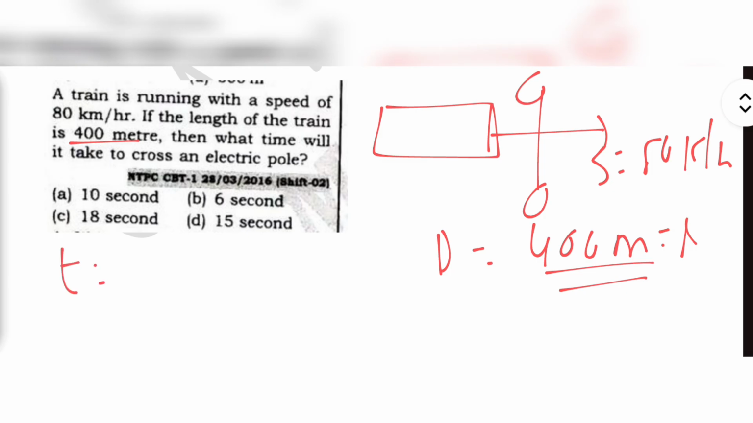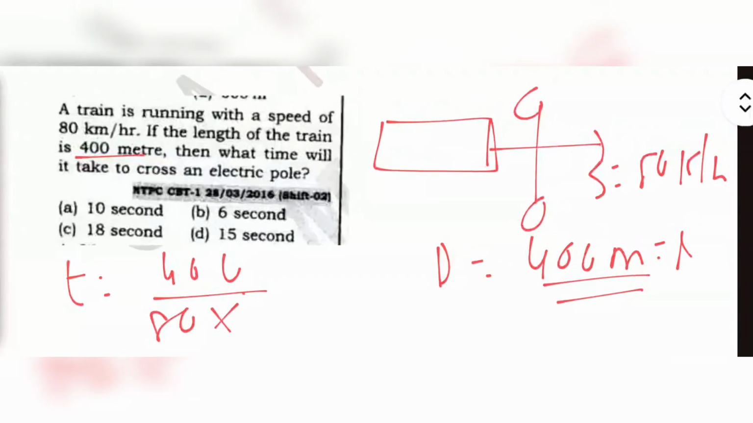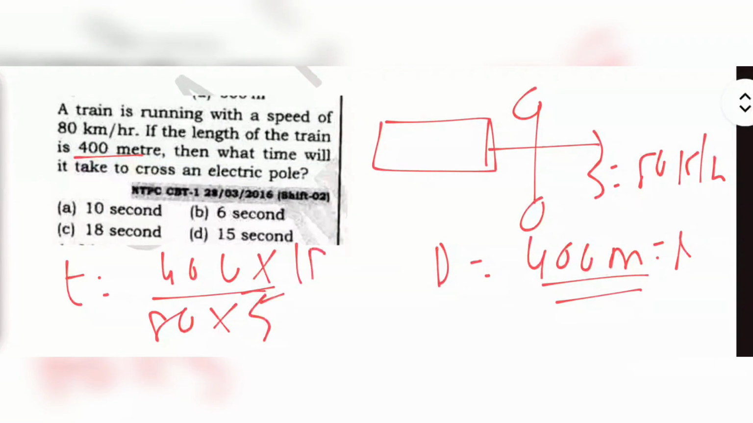So time is nothing but your distance upon your speed. 5 by 18 goes up to 18. So this and this will get cancelled. 8 5s are 5 and 5 gone, so what remains is 18 seconds. Cool.